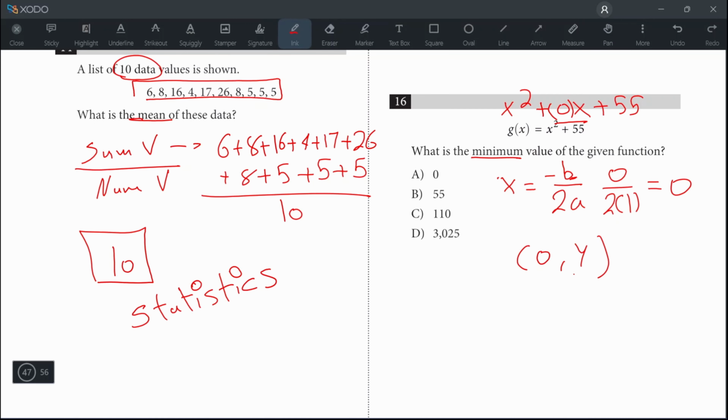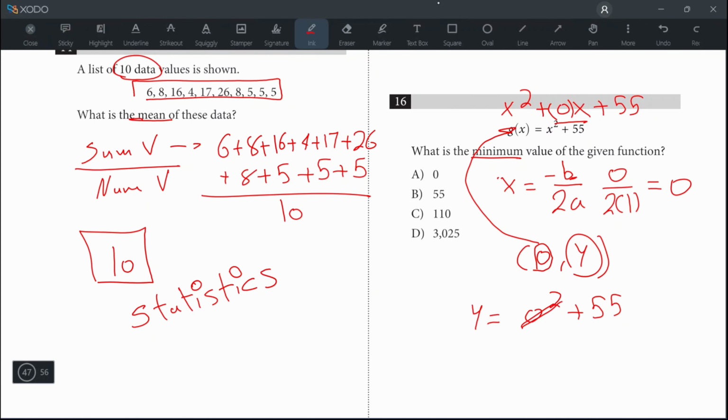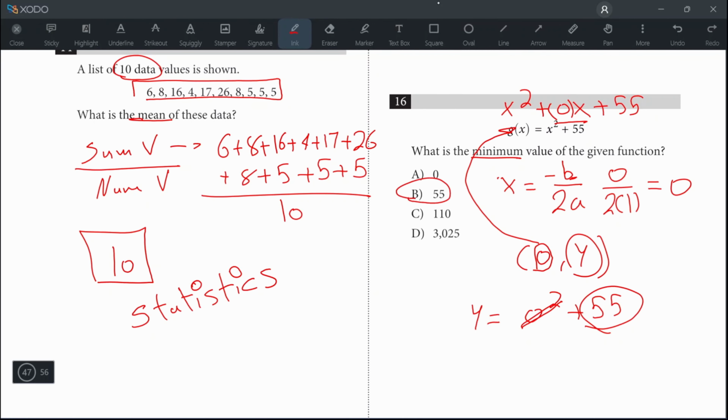Now what about the y value? And that will be our answer. To find the y value of the vertex point, we can plug the x value into the function given. So we will have y equal to 0 to the power of 2 plus 55. 0 to the power of 2 is just 0, and y is equal to 55. So the answer is choice B. And this is a quadratics question.